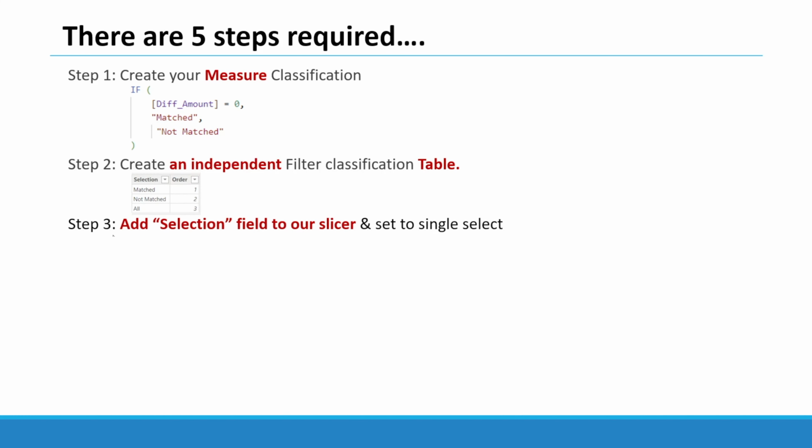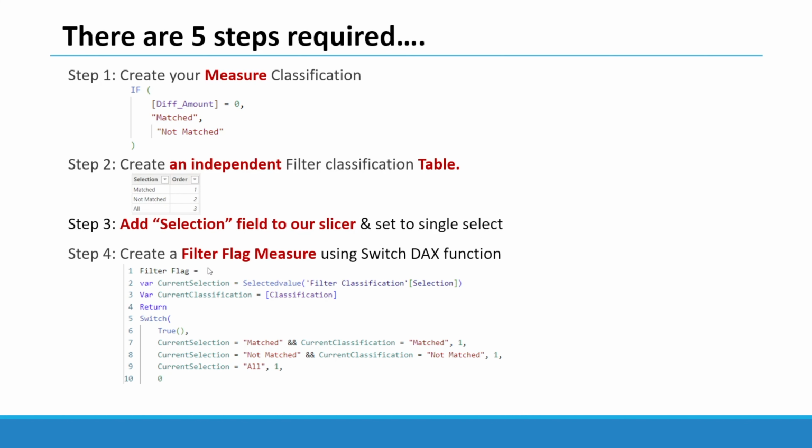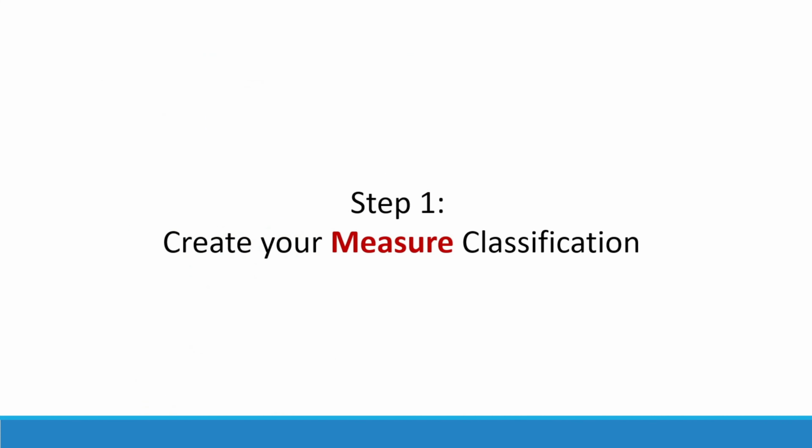And then step 3, add the selection field to our slicer and set it to single select. Step 4, create a filter flag measure using the SWITCH DAX function, something like this. And then step 5, add the filter flag to your visual's filter pane and then set it equal to 1. I will show you step by step later on in this video.